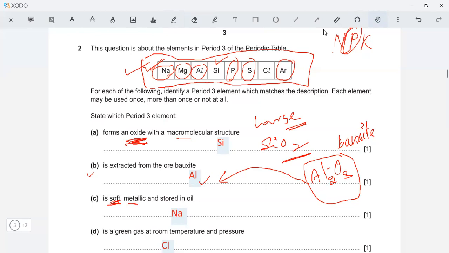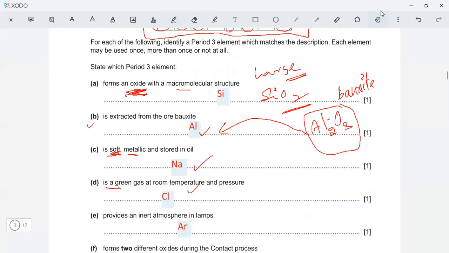So it's going to be very reactive, so we tend to store it under oil, understand? And moreover it's soft, and of course it is metallic in nature, so that is why you can write here sodium. Okay, now let me come to D. Which element is a green gas at room temperature and pressure? It is well known to you that it's going to be chlorine. So here just write it, chlorine.